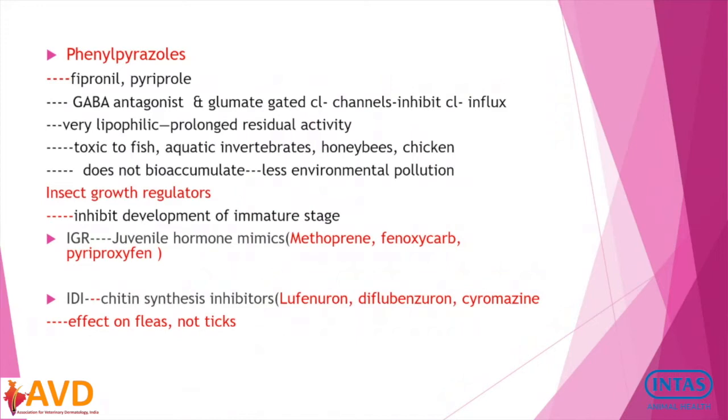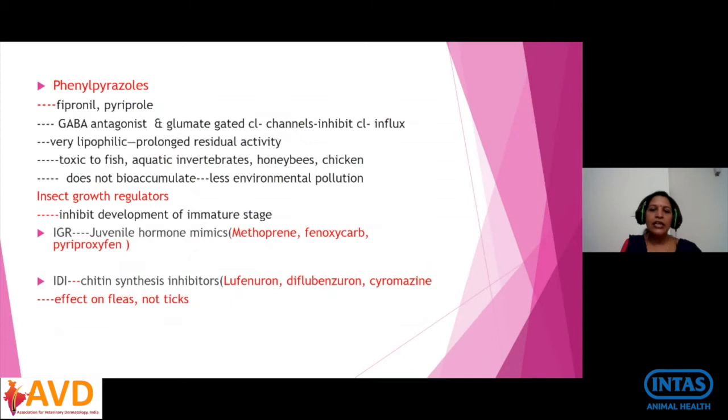Then phenylpyrazoles. Phenylpyrazoles involve fipronil. Commonly used is fipronil. It is mainly a GABA antagonist and inhibits the chloride ion influx into the nervous system. They are very lipophilic and there is a prolonged residual activity. They are toxic to fish, aquatic invertebrates, honeybees, and chicken also. It is very toxic, but it does not bioaccumulate, unlike organochlorine compounds, and there is less environmental pollution with fipronil.